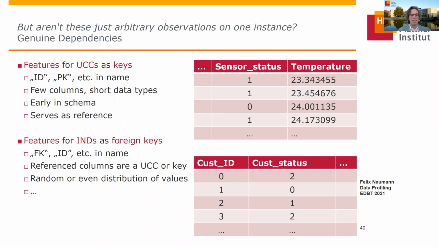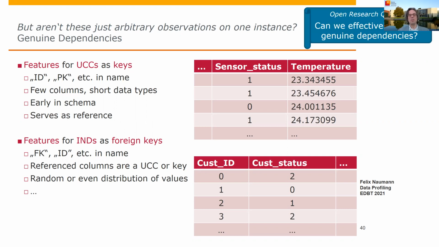But of course, it's not an inclusion dependency. It's not a foreign key. It's a coincidence again, right? So the question we need to ask here is, can we effectively identify genuine dependencies among all the ones that we observe in a given instance? Big, big research question. And then we can branch out.